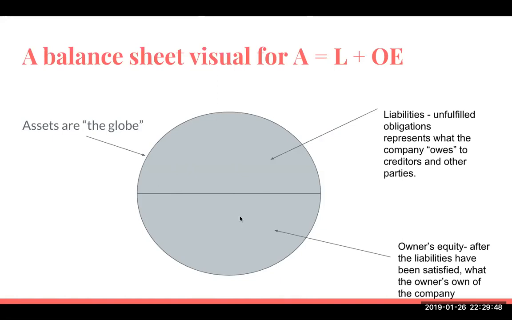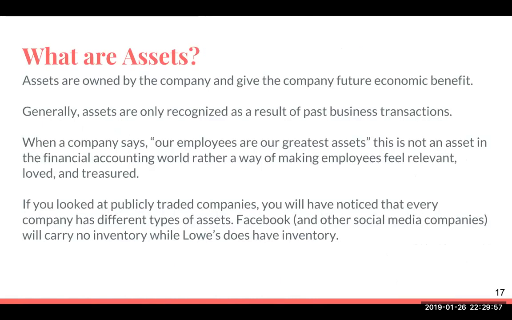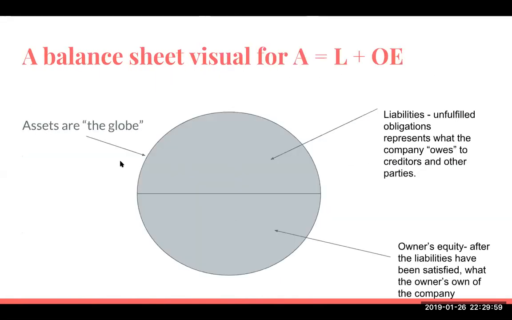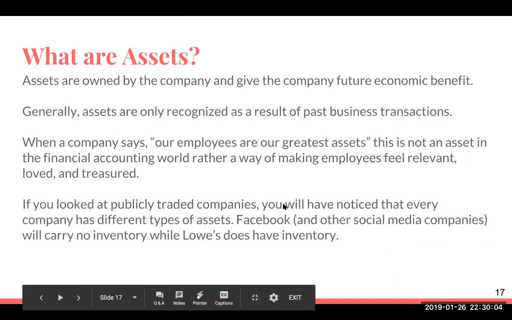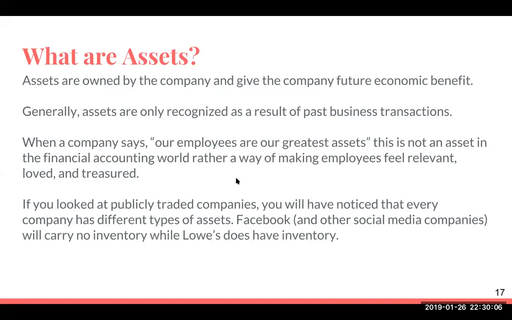You could have a company like Snap, which was 400 million and 2.3 billion. So it just depends on the company that you're looking at. But if we're saying that assets are the globe, and then liabilities and equity, what exactly are these different things?